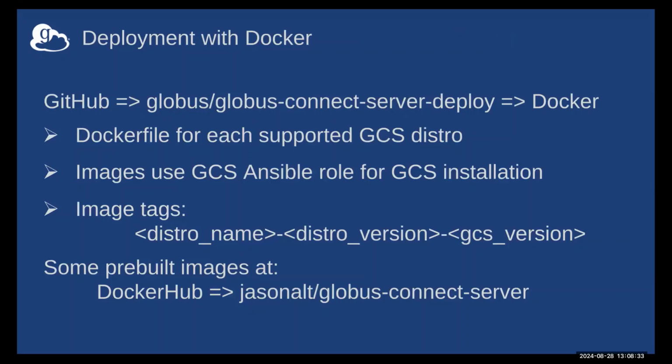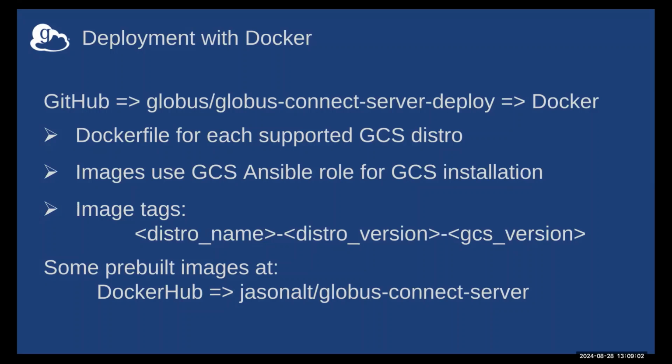Moving on to Docker, which is also located in the Globus deploy repo alongside Ansible. We provide Docker files for each of our supported GCS distros, which are mainly used for testing GCS release installations, but you can feel free to modify whichever distro Docker file you're comfortable with to suit your needs. And then every few releases, I push updated GCS Docker images onto Docker Hub.